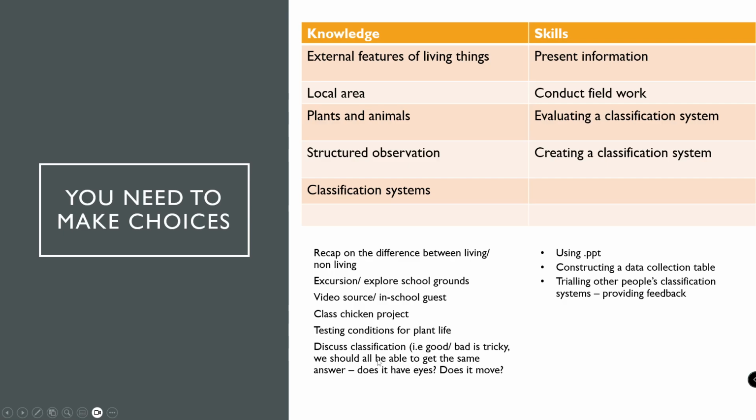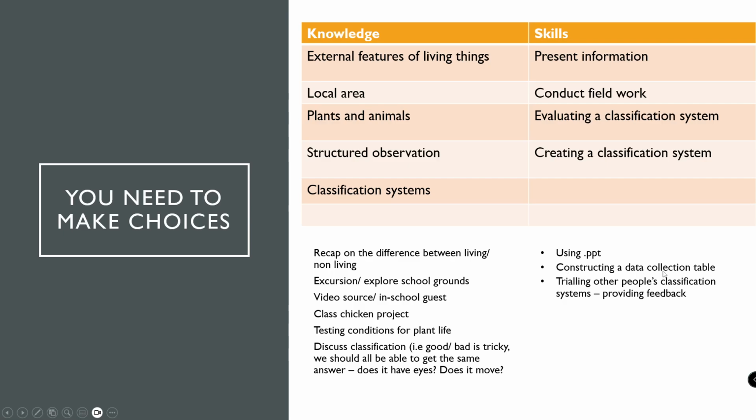We can discuss classification. We can have question prompts that we need. Is something good or bad? Too subjective. We should all be able to get the same answer. Does it have eyes? Does it move? So we can look at different forms of classification. They need to know how to use PowerPoint or Canva or something. Do we want AI in this? I don't know. I haven't thought about it.